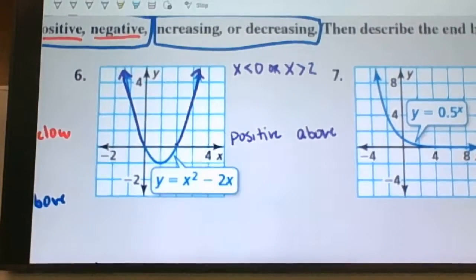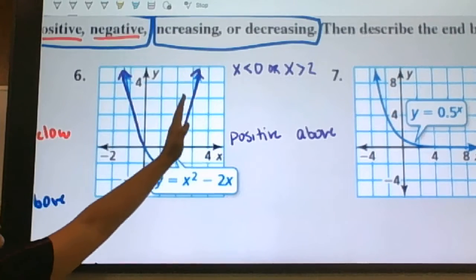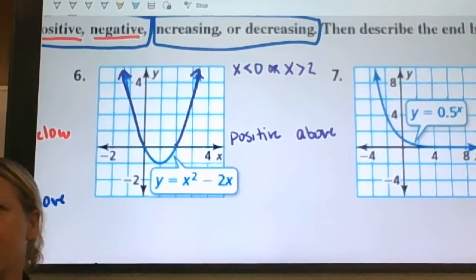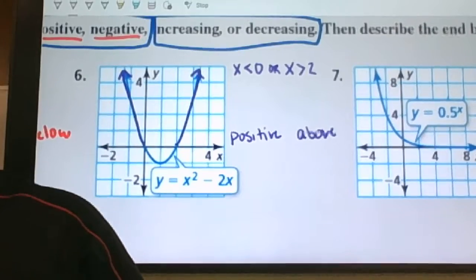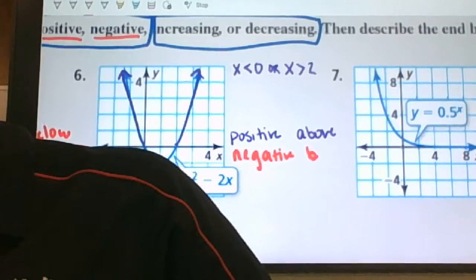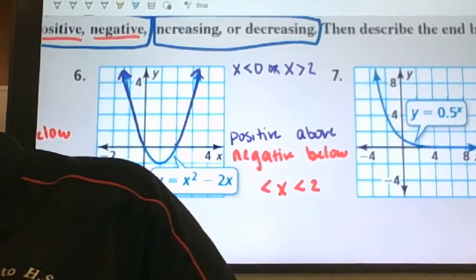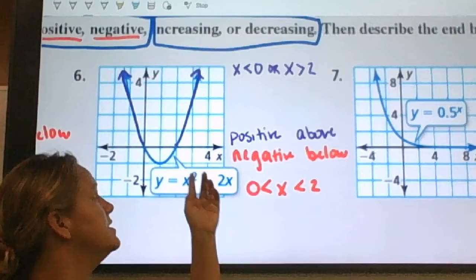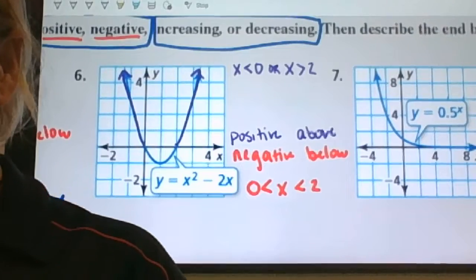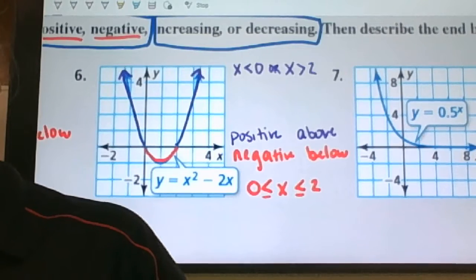Wow, this really ties into compound inequalities. Over here where x is less than 0, it's positive. Over here where x is greater than 2, it's positive. This is an OR inequality. That's how we describe it. All right, now how would you describe negative? When x is in between 0 and 2, it's in the negative region. Here it's negative. I really want to do equal signs here, I think.